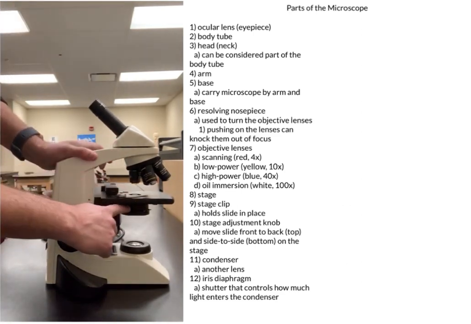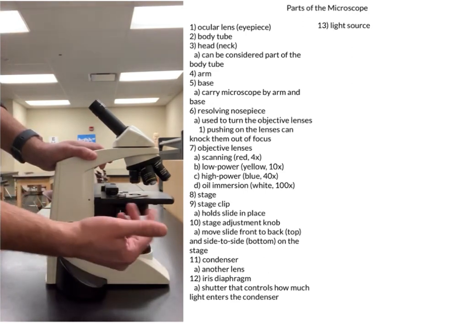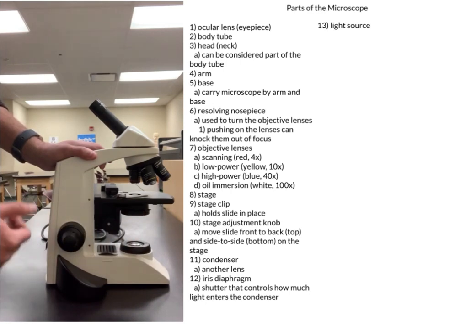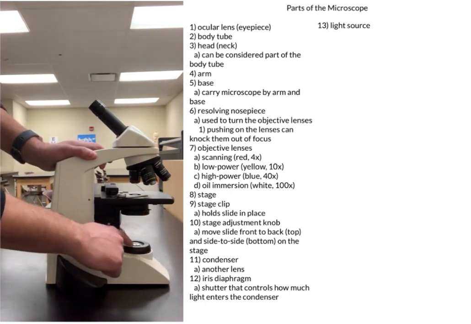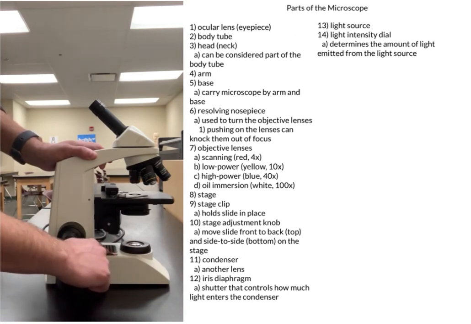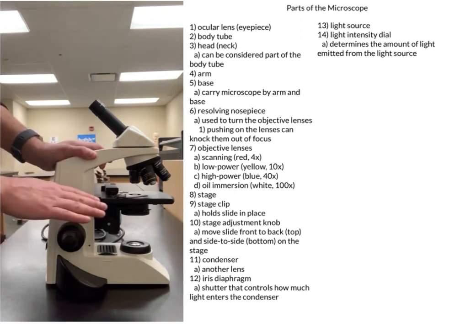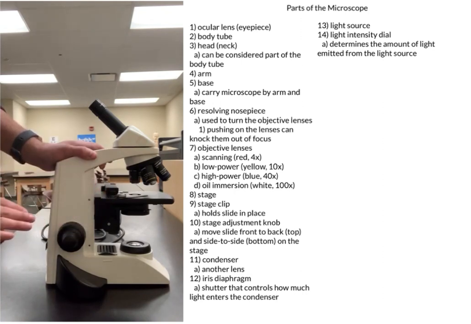Underneath our iris diaphragm and our condenser, we have the light source. And the light source is just a little lamp that shines light onto our sample. And we can determine how much light is going to come out of our light source using the light intensity dial. So we can use this guy here to shine more or less light into the iris diaphragm, and then with the iris diaphragm we can then determine even more if we want to have more or less light going up into our sample.